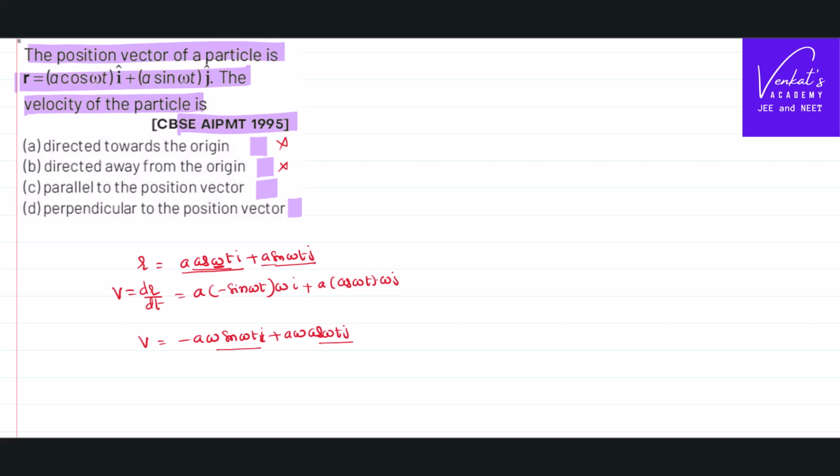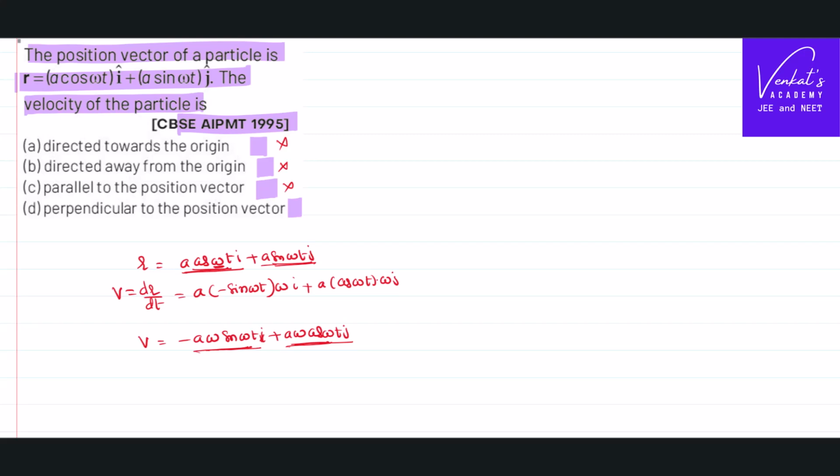Is it parallel to the position vector or perpendicular to the position vector? It is definitely not parallel because the ratio of their x components and the ratio of their y components is not equal to 1. So obviously they are perpendicular, right? But I want to prove that they are perpendicular. How can I prove that? It's very easy to prove that.